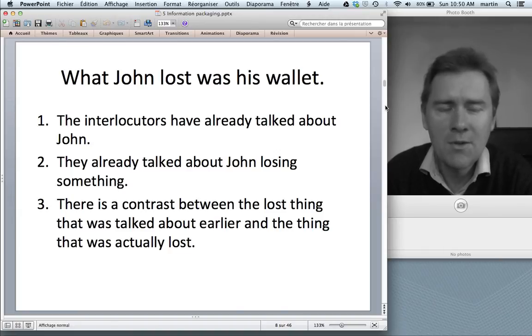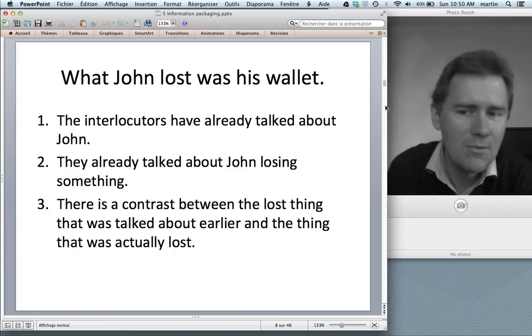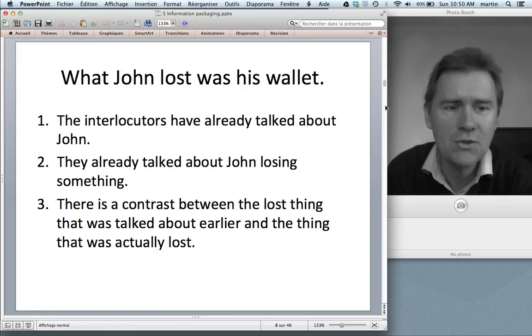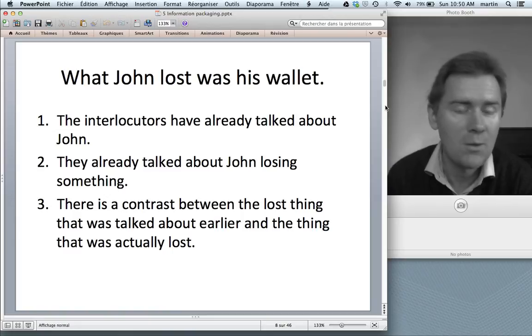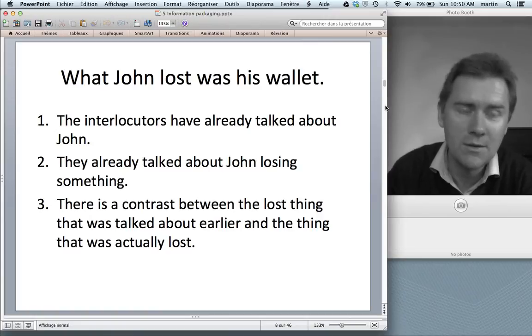If you examine your context or your little dialogue, I'm fairly sure that three points will match. First, the interlocutors have already talked about John. John is a piece of common ground. Second, they also already talked about John losing something. And third, there is a contrast between the lost thing that was talked about and the thing that was actually lost. So the speaker is compelled to correct something that the hearer might assume. No, he didn't lose his keys, he lost his wallet. What John lost was his wallet.